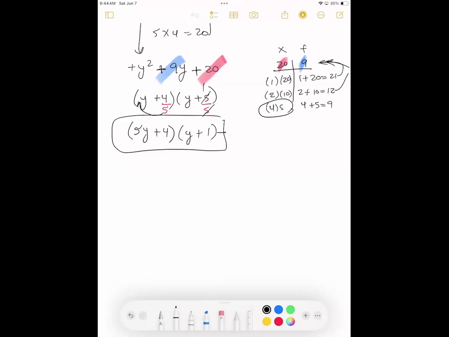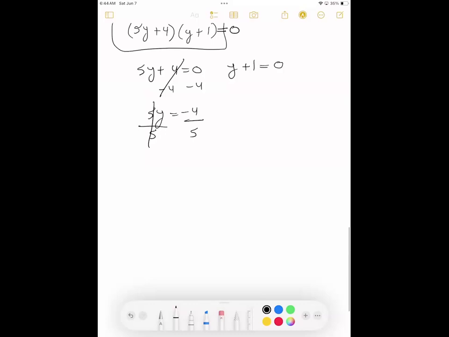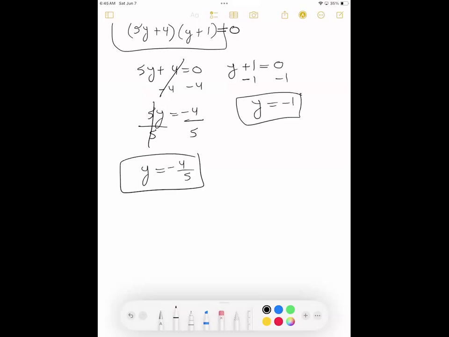Now I'm allowed to set it equal to 0. 5y plus 4 is equal to 0, or the factor y plus 1 is equal to 0. To solve the first equation, you subtract 4 from both sides. You divide both sides by 5 to get y isolated. You subtract 1 from both sides. You get y is negative 1.